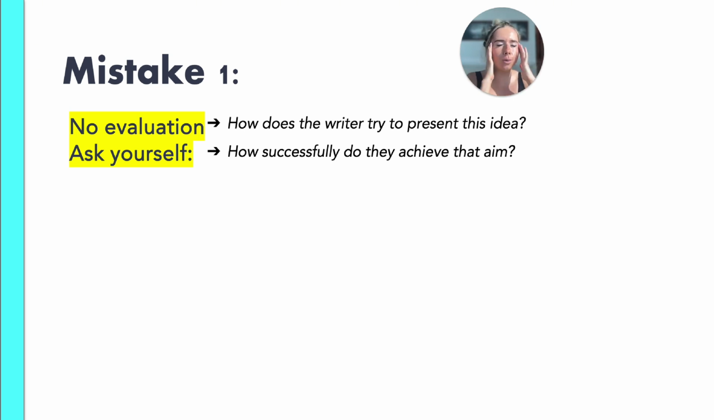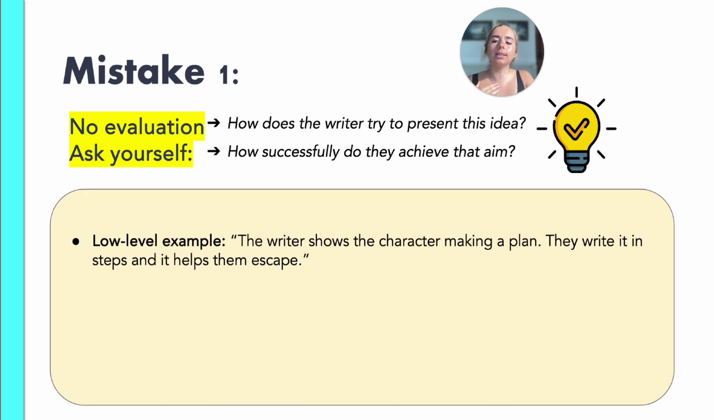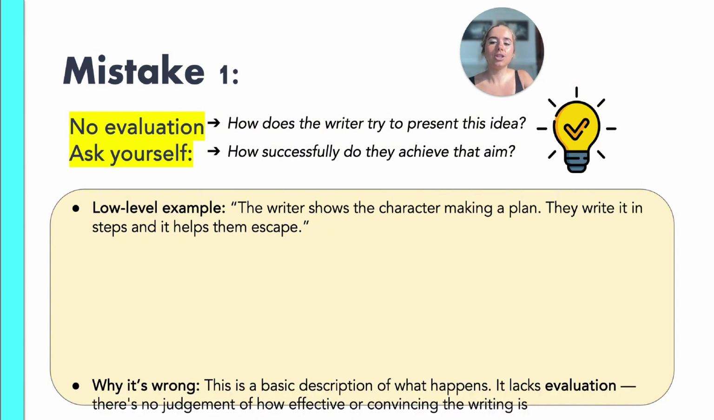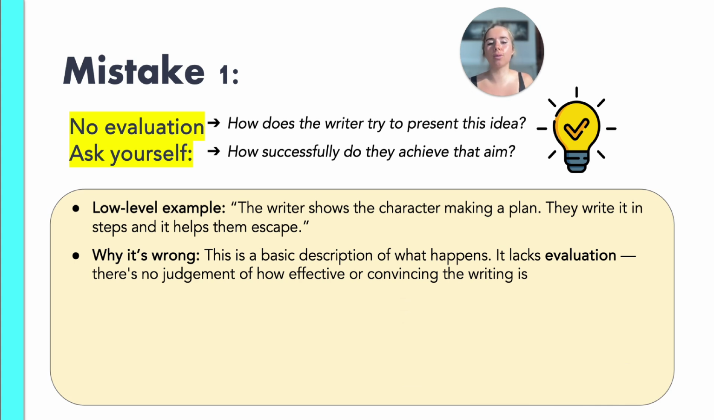And again, the best way I can explain it is to think of it through 1 through 10. What would you rate out of 10 for that idea, and why? Simple as. So let's look at this. A low-level example might say the writer shows the character making a plan. They write it in steps and it helps them escape. Boring. Doesn't tell us much. It's a basic description of what happens. It lacks any evaluation. There's no judgment of how effective or convincing the writer is.